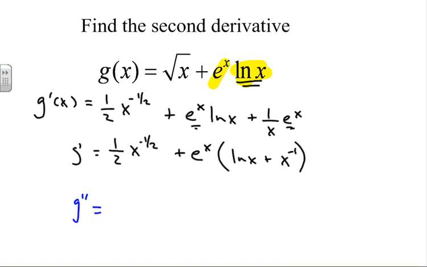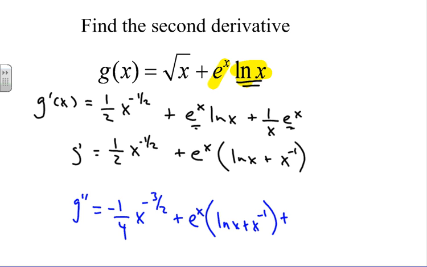The reason we're doing this is because I asked, but also if you want to find the acceleration, this is an object in particle motion. So, here we go. We have negative 1/4 x to the negative 3/2 power. We are now going to use the product rule once again. We have plus e to the x times this quantity, natural log of x plus x to the negative first, plus now the derivative of the natural log of x, which is 1 over x, minus x to the negative second power, and all that times the first function, which is e to the x. All right, and there we have it.